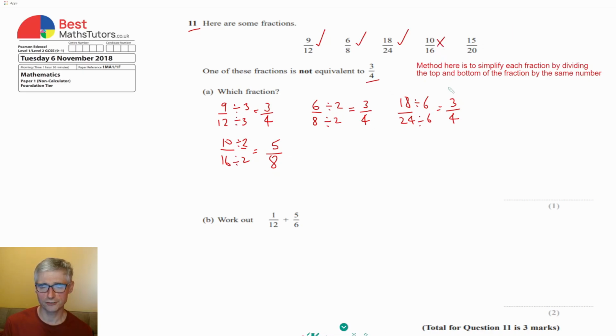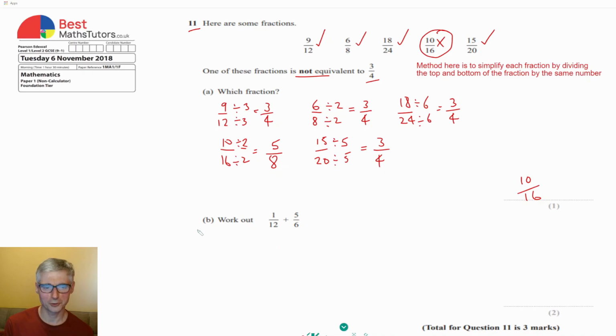Now I'm just going to check the 15/20. So 15/20, if I look for a number that will go into the top and the bottom, 5 will go into both of them. I'm going to divide top and bottom by 5. And if I do that, 15 divided by 5 will give me 3. And 20 divided by 5 will give me 4. So that one again is equivalent to 3/4. So we can see the only one that isn't is 10/16, and that's actually our answer. 10/16 is the one that is not equivalent to 3/4.